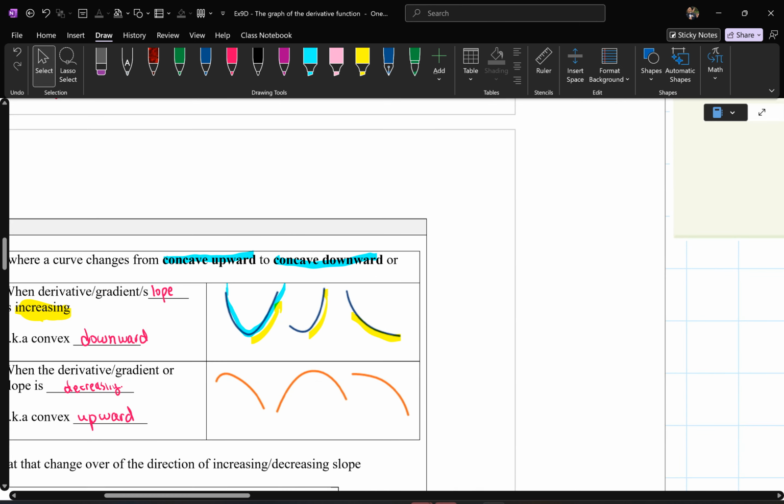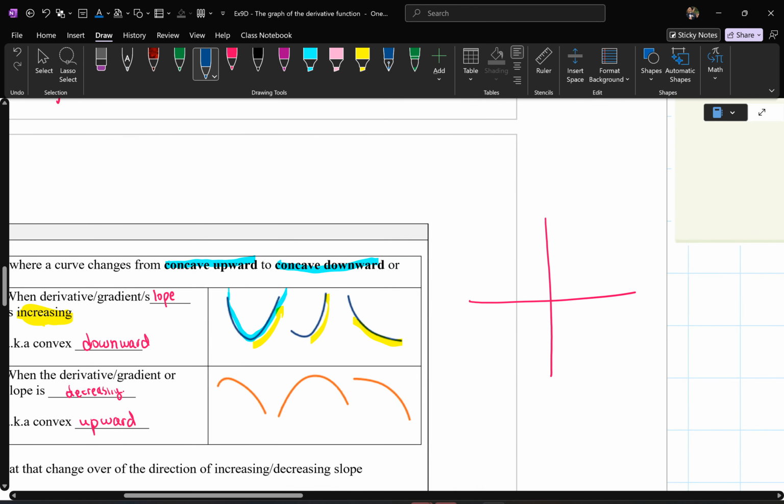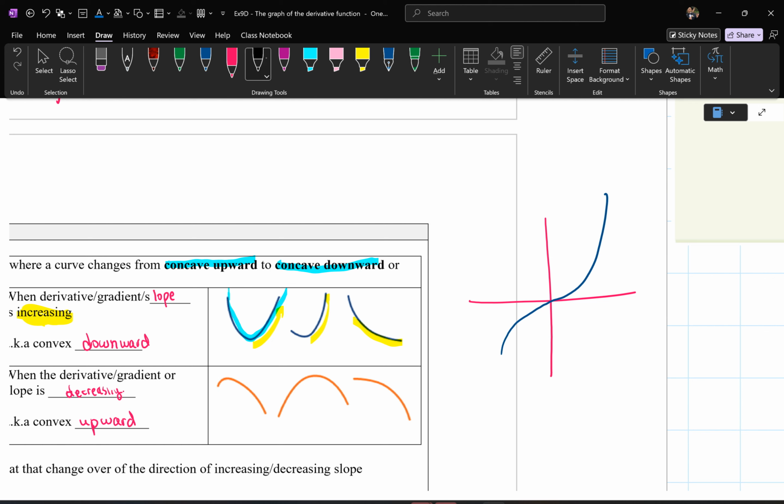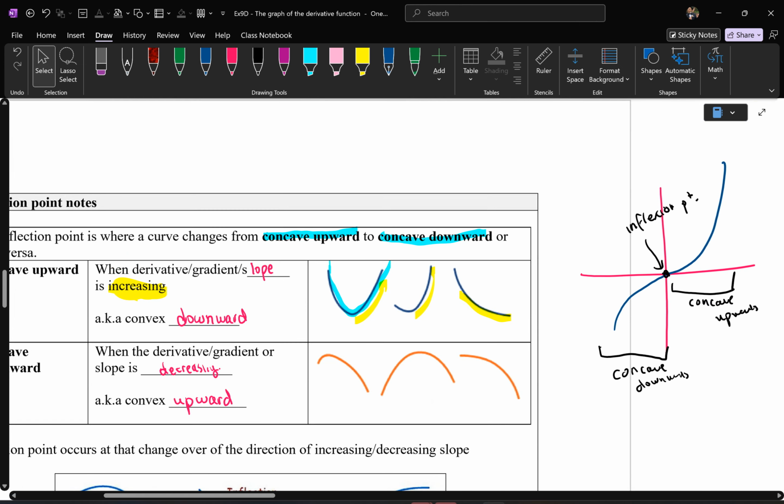So if you think about a typical cubic graph, this is what a cubic graph kind of looks like. Can you see there's two components there? There's this component, and then there's this component. One is a concave upwards, and one is a concave downwards. So here's your concave downwards, and then it changes to concave upwards. So the moment that it changes, that's the definition for your inflection point. Okay, so that's pretty much what that's trying to say there.